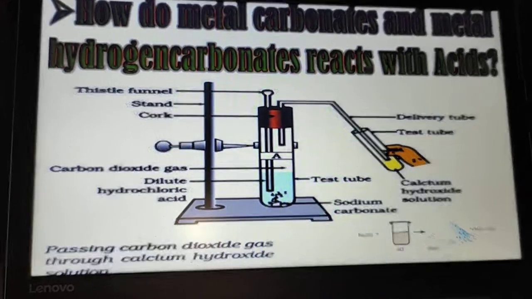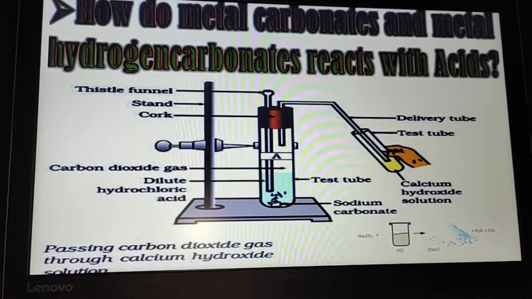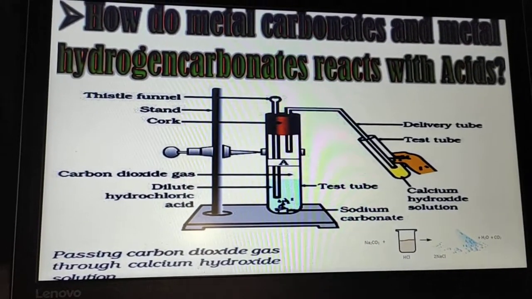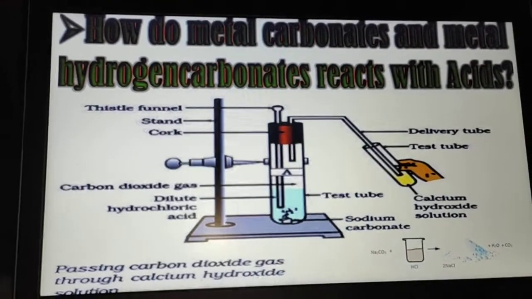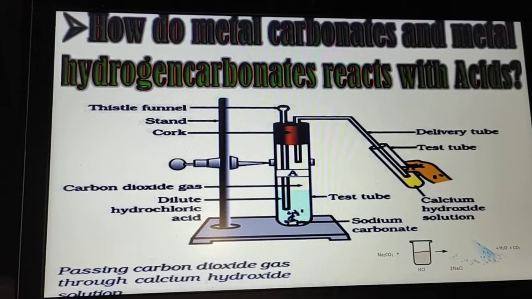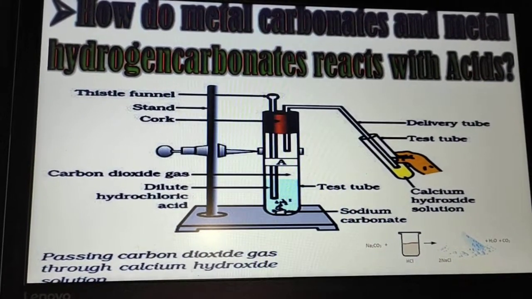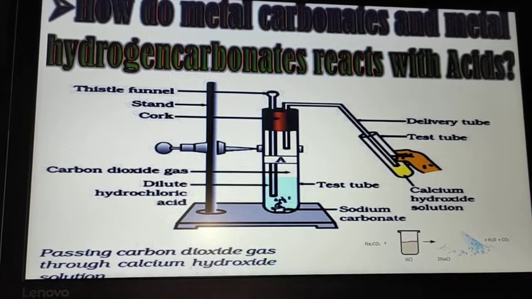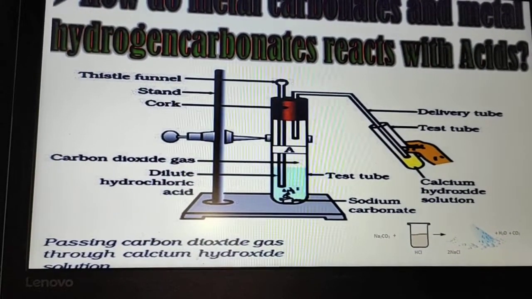So here if you are taking the bases of carbonates, metal carbonates and hydrogen carbonates, it is just similar to the neutralization reaction because the formation of NaCl, that is salt, in water takes place. But if you are taking the bases of carbonates, then CO2 is evolved, that CO2 having the brisk effervescence which is present in your coke and all also.